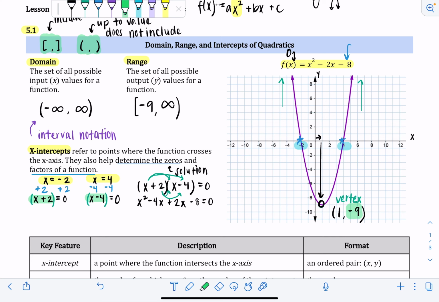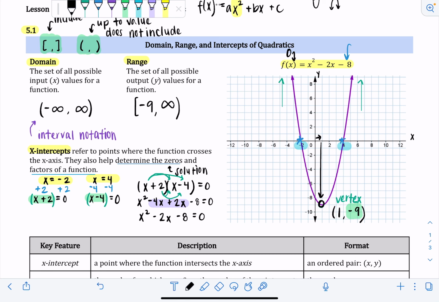And then I can combine like terms. I can combine the -4x and then 2x. So then I have x squared, -4x plus 2x is -2x, minus 8 equals 0.